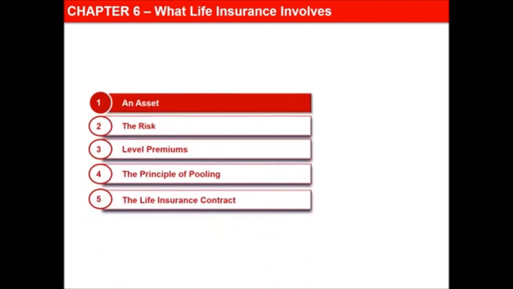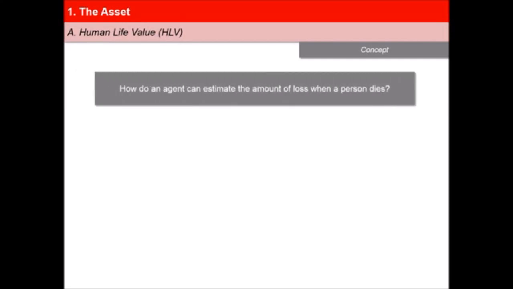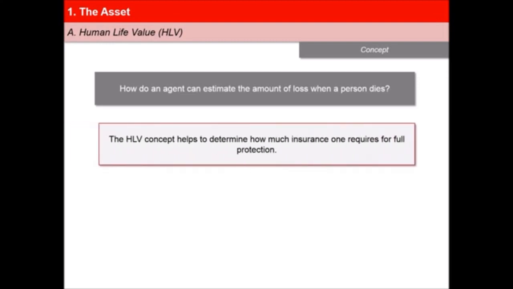Begin by understanding what an asset is and, more importantly, the concept of human life value. An asset is a kind of property that yields value or a return. Now the big question is, how can an agent estimate the amount of loss when a person dies? For calculating this, we use a measure called human life value, which considers human life as a kind of property or an asset that earns income.